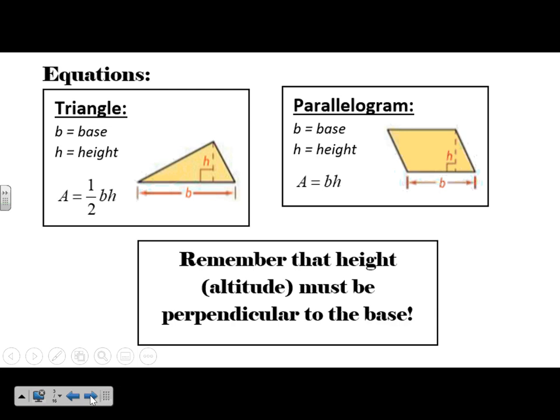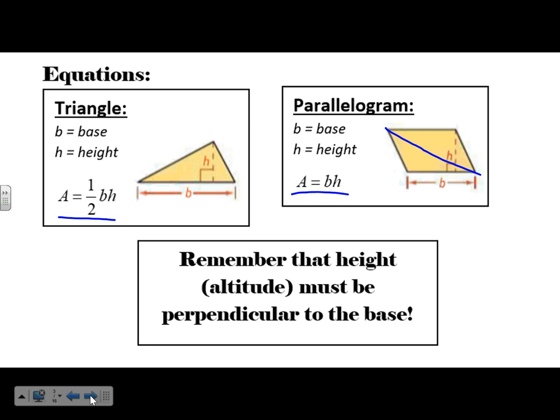So here are the equations for the triangle and the parallelogram. We've already talked about these. Triangle is 1/2 base times height. A parallelogram is just base times height. Now, you don't actually need to know this next thing, but it's a little bit interesting. The reason that a triangle is 1/2 base times height and a parallelogram is just base times height is because if you take a parallelogram and cut it in half, that's what gives you a triangle. So that's why a triangle is half of the base and height, because it's just half of what a parallelogram would be.